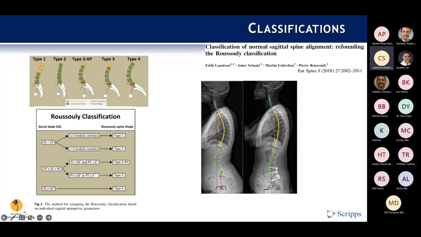And so the sacral slope is less than 35. The curve is either type 1, if you have fewer than 3 lordotic vertebrae, or type 2, if more than 3 lordotic vertebrae. And then it's a type 3 if the sacral slope is between 35 and 44, and if the pelvic incidence is less than 50 and pelvic tilt is less than 5, then it's a type 3 anteverted pelvis. And then finally, if the sacral slope is greater than or equal to 45, it's a type 4. And so that's further breaking it down.